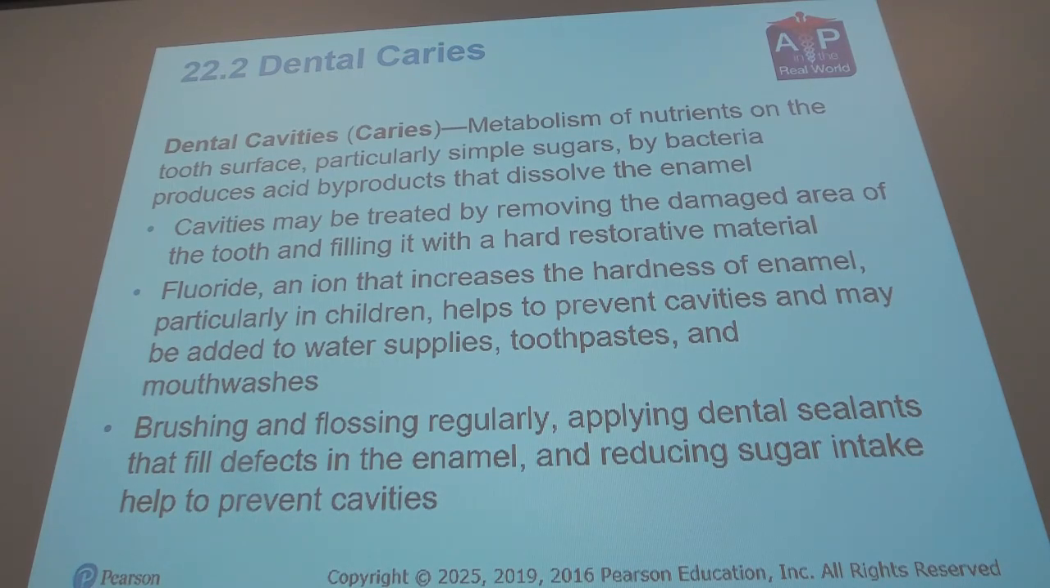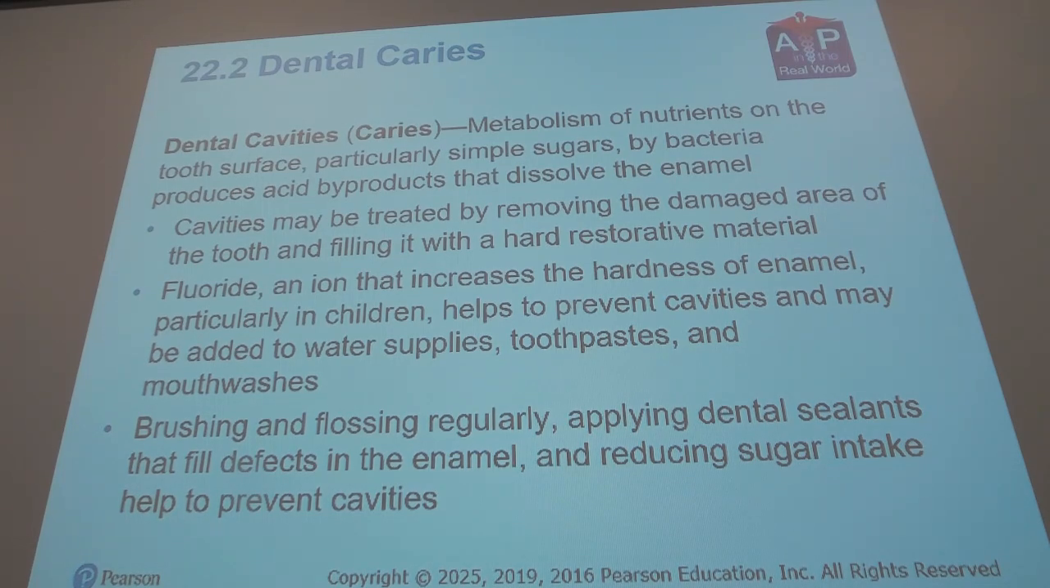Brushing and flossing is important. What is the jingle that dental hygienists have? Floss the teeth that you want to keep, something like that. So yes, flossing is very important, not only brushing but also flossing, and applying dental sealants that have fluoride to prevent these cavities from happening, and reducing sugar intake.